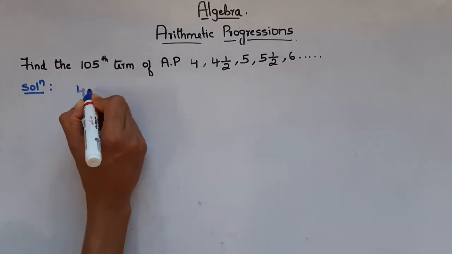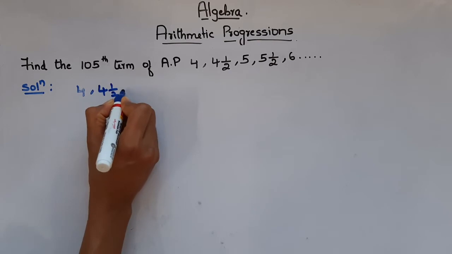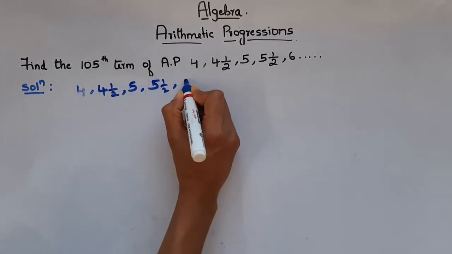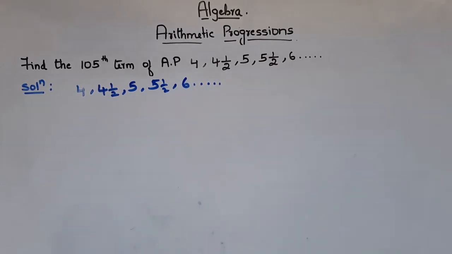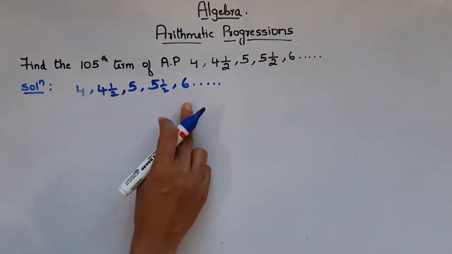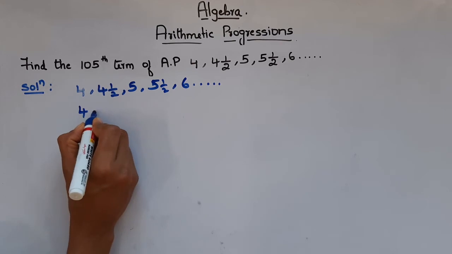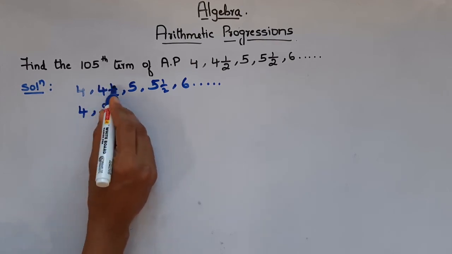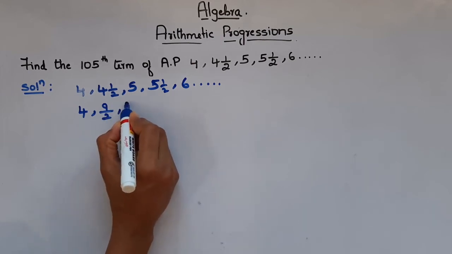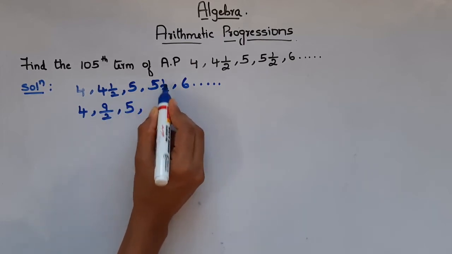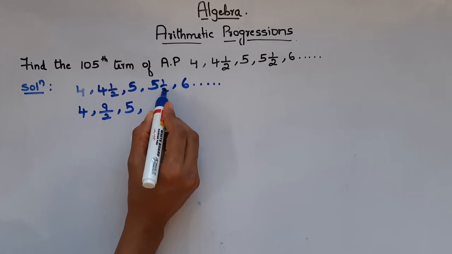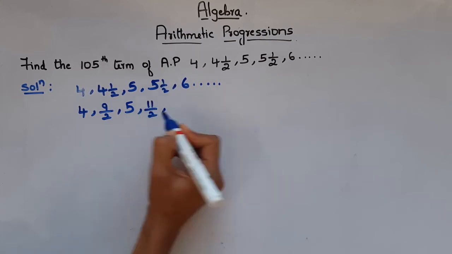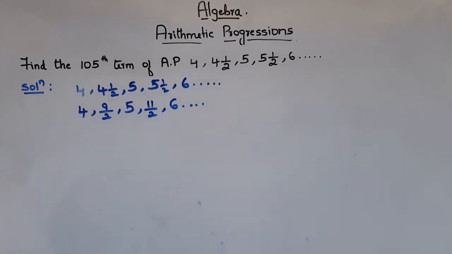So 4, 4 and a half, 5, 5 and a half, 6 and so on, right? So this AP can be written as 4, 4 twos are 8, 8 plus 1 is 9 by 2, so 4 and a half can be written as 9 by 2, similarly 5 and a half can be written as 5 twos are 10 plus 1, that is 11 by 2, right? And 6 and so on, right?